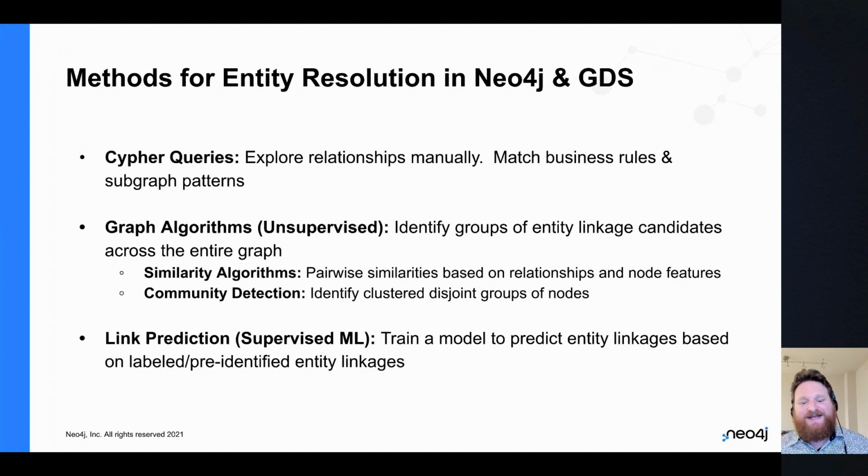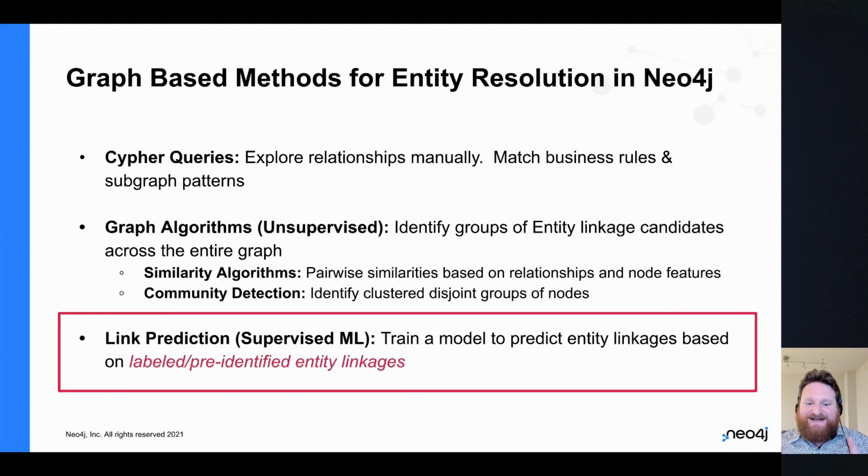And then finally, what we're going to work on today is supervised entity resolution, and we're using link prediction for this. And this is where you train a model to predict entity linkages based on labeled data. And that labeled data is important. Because it's a supervised model, you need some labeled ground truth to be able to train it. And in this case, that's going to be the pre-identified entity linkages. So it's going to be basically some same as relationships that we already have pre-labeled.